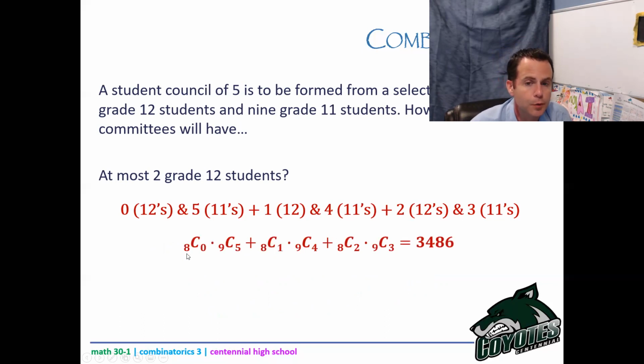No grade 12s would be 8 choose 0 times 9 choose 5 for the 11s. Add to that 1 grade 12 with 4 grade 11s. And add to that 2 grade 12s with 3 grade 11s. Put all that in your handy dandy trusty dusty calculator, and you should get 3,486.